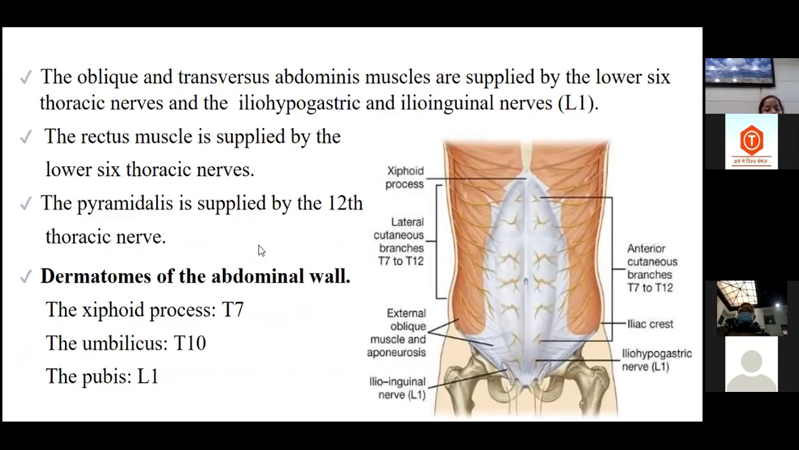Now, the important dermatomes of the abdominal wall: T7 lies at the level of the xiphoid process, T10 at the level of the umbilicus, and L1 at the level of the pubis.